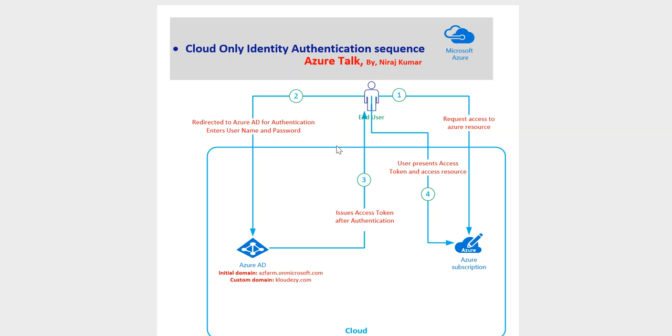Neeraj, go ahead, I have a question. When all this transaction is going on, what kind of protocol is being used? It uses SAML. SAML is the cloud protocol, you can say. In the cloud, we use SAML for any kind of authentication. It's Security Assertion Markup Language, and they have different versions. Azure AD supports SAML 2. Okay, thank you.